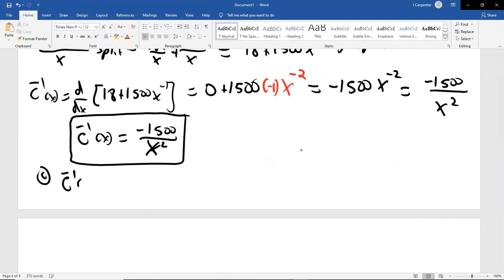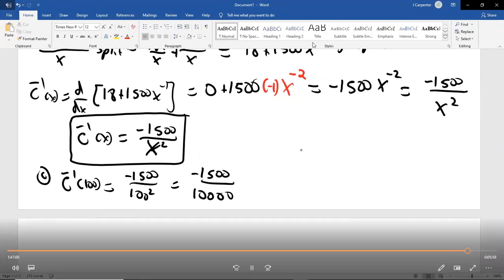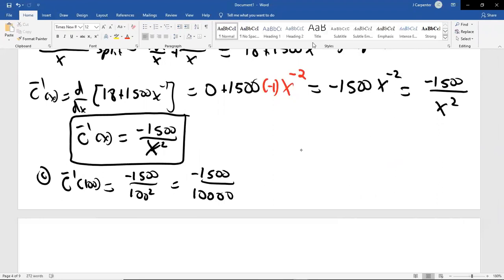So c bar prime of 100, which is negative 1,500 over 100 squared, which is negative 1,500 over a 1 with 4 zeros, just double the number of zeros. We can cancel 2 pairs of zeros, that's negative 15 over 100. We can divide both of those by 5, so that's negative 3 over 20. Or if you like the decimal, that would be negative 0.15. There's a fraction, there's a decimal. Doesn't matter which it is.